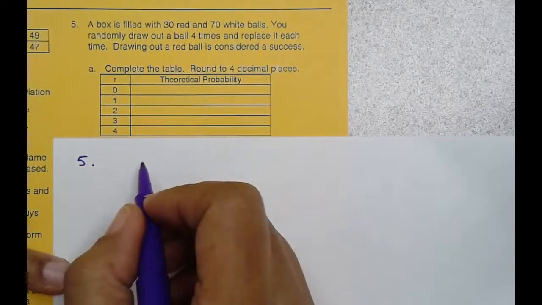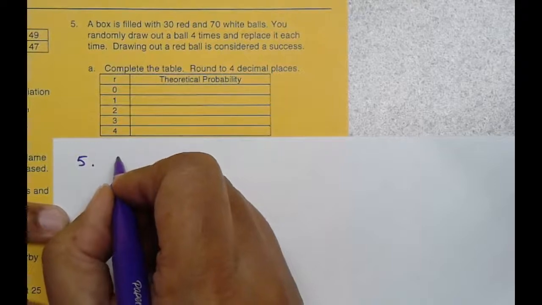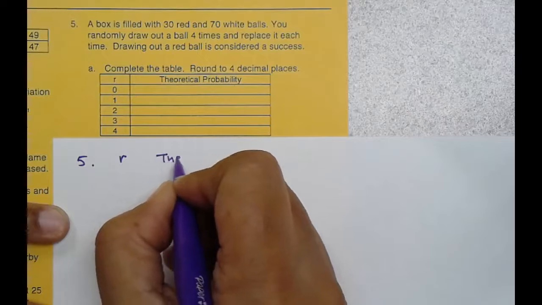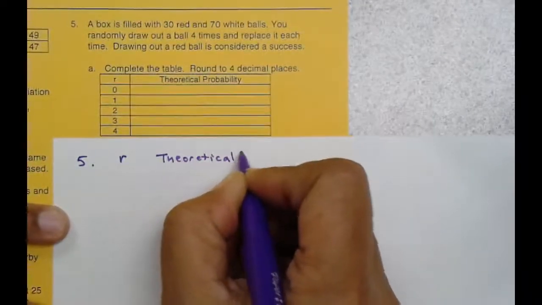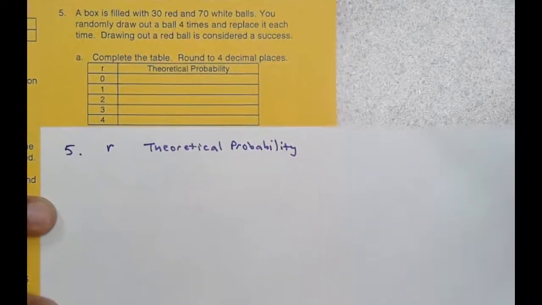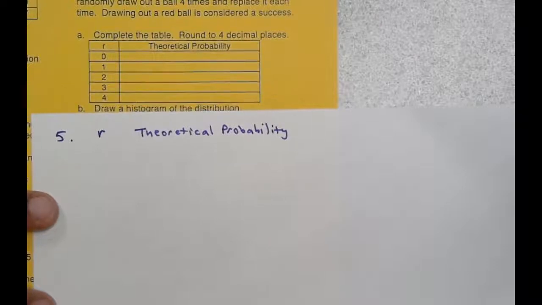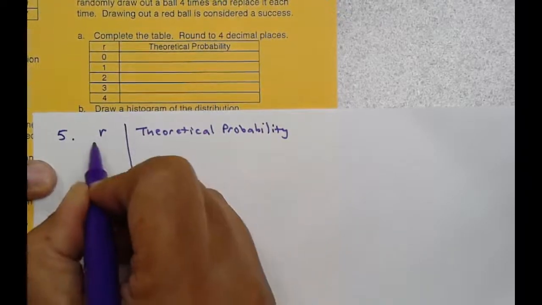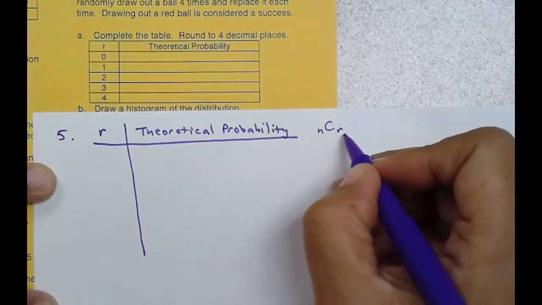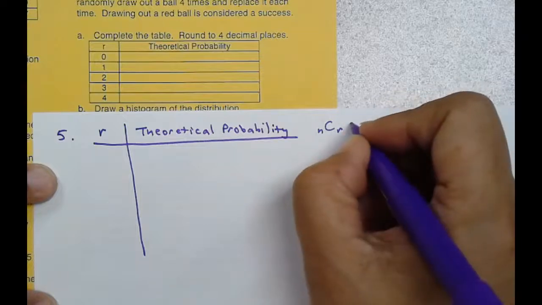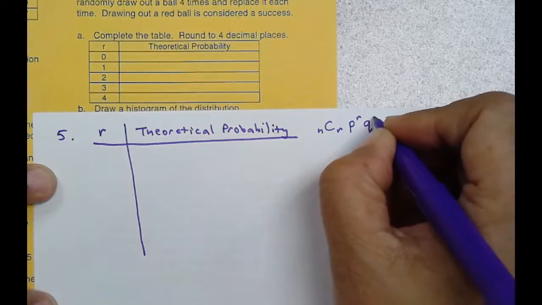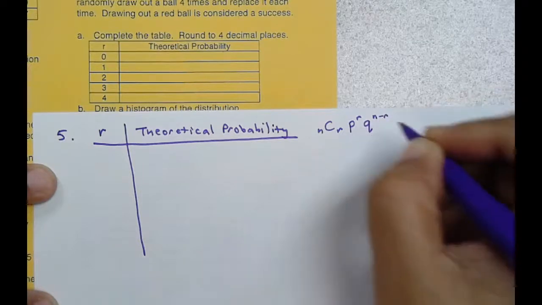So in order to do this table, we have to remember our formula. So we have R is our trials, and then we have a formula for theoretical probability. If you don't remember that formula, I'll go ahead and write that down right now. So the formula for this is NCR. So this is total and how many you're choosing out of this table. And then you have your success, which is P raised to the R power, and then Q raised to the N minus R, which is your failure.